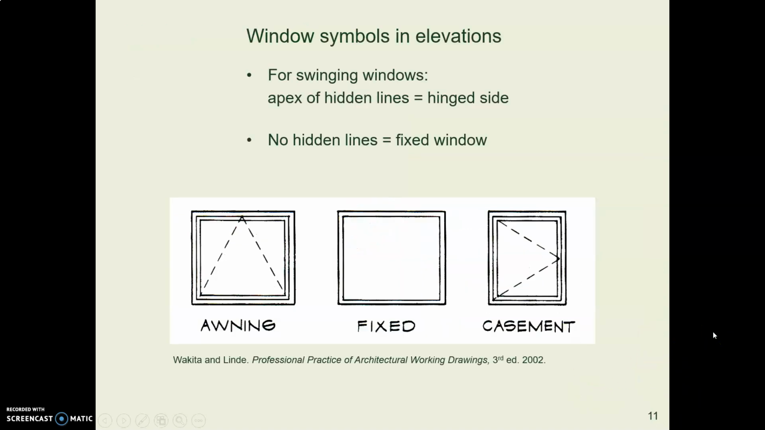Now, just like doors, when you draw windows in elevation view, you use hidden lines to represent where the hinges are. And the hidden line points like an arrow towards the hinge. So here on the left is a window that hinges at the top and swings outward. Here on the right is a window that is hinged vertically along the side and swings outward.